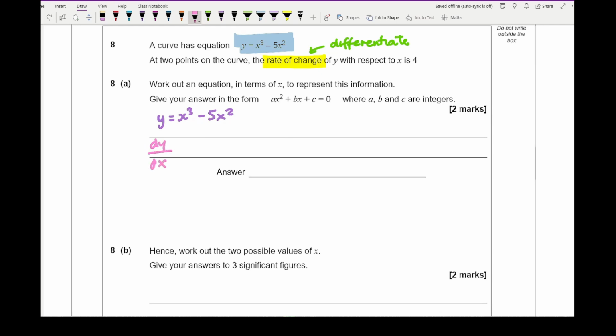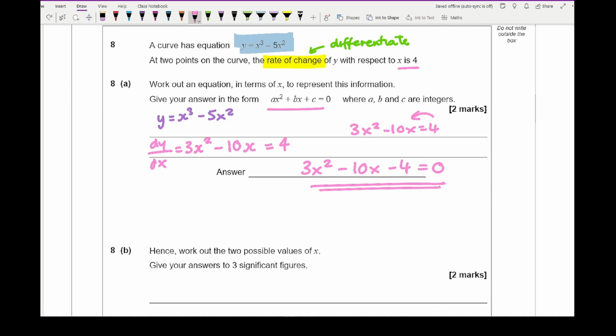Now remember, when you're differentiating, you move the power to the front and lower the power by 1. So what we end up with is 3x squared minus 10x. Then from this, we know that that is equal to 4. So then what I've got is 3x squared minus 10x minus 4 equals 4. And then I just take the 4 over to the other side, leaving me with 3x squared minus 10x minus 4 equals 0, which is exactly the form that they wanted me to find.